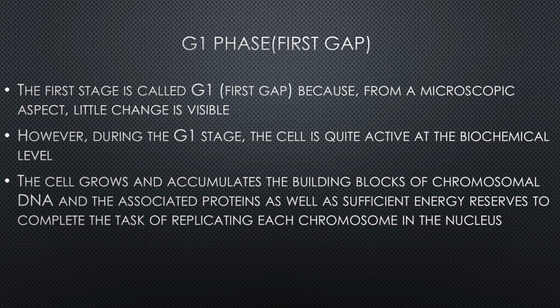So first, G1 phase, or called the first gap. The first stage is called G1 because from a microscopic aspect, little change is visible. However, during the G1 stage, the cell is quite active at the biochemical level, we're just not able to see under the microscope. The cell grows and accumulates the building blocks of chromosomal DNA and the associated proteins, as well as sufficient energy reserves to complete the task of replicating each chromosome in the nucleus.